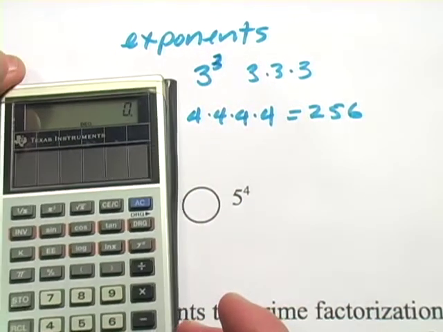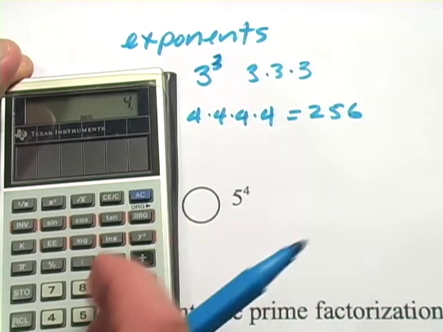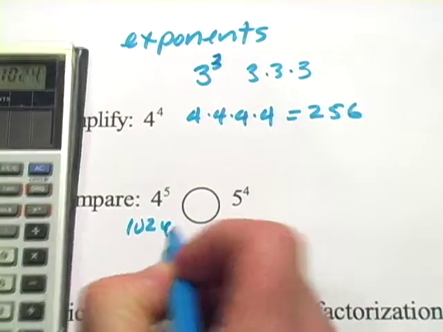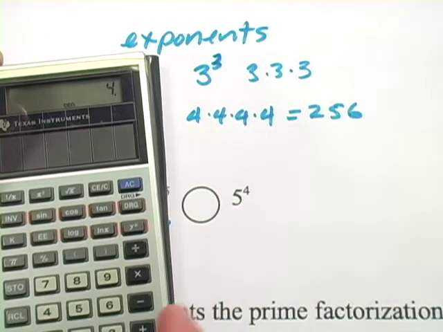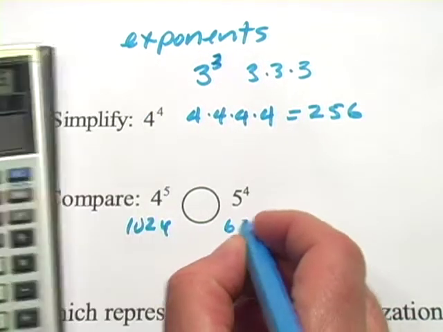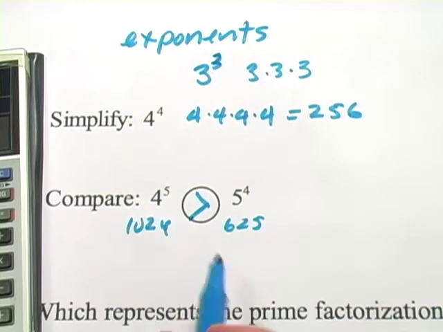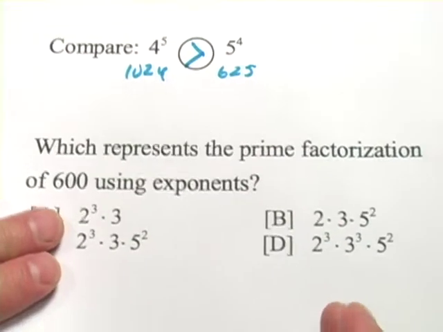We'll use the y to the x key here. So first we've got 4 to the 5th. So 4 y to the x 5, and that gives me 1,024. And then we have 5 y to the x 4, and that gives me 625. So 4 to the 5th is definitely greater than 5 to the 4th. All right, let's try one more.